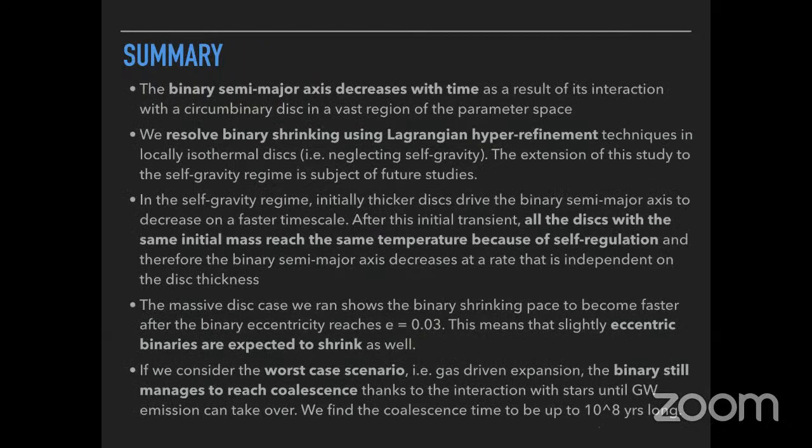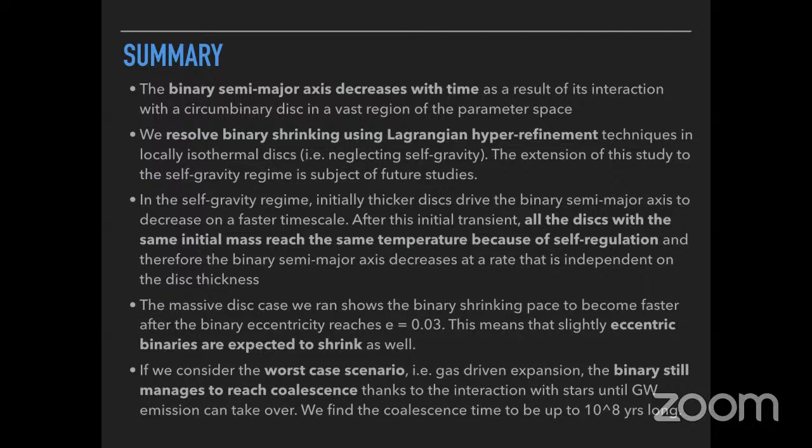So in summary, I would say that the binary semi-major axis decreases with time as a result of the interaction with the gas in a vast region of the parameter space. And since we expect the circumbinaries to be quite cold, we don't have to worry about expansion because the gas will always remove angular momentum. We resolve binary shrinking using this hyper-Lagrangian refinement with the particle splitting, neglecting the discrete self-gravity. So that's one of our next steps.